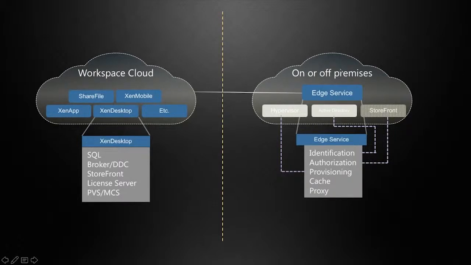Over here, we have the customer, and the customer can choose to be on-prem or off-prem. That's up to them. But all they need to do is deploy this thing called the Edge service, which I'm going to show you here in a few minutes. The Edge service then handles all the identification, authorization, and provisioning. I'm not going to do provisioning in today's demo because I'm choosing to go off premises with this.